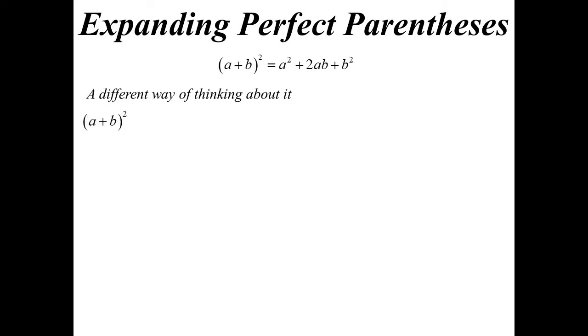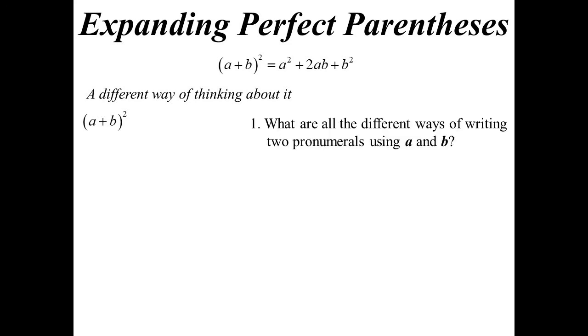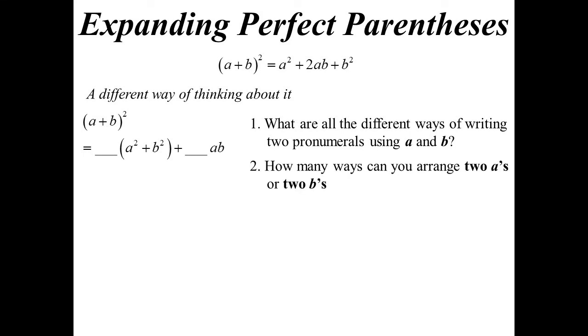So (a + b)^2. Let's think about all the different ways of writing two pronumerals using a and b. Well, there's basically three things I could have. I could have a squared, because that's two pronumerals, and there's both a's in this case, so a times a, a squared. I could have b squared, I could have ab. So how many ways could I arrange the two a's or the two b's? So a squared and b squared.